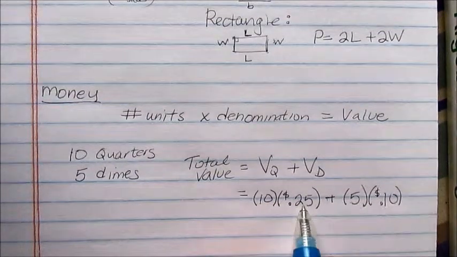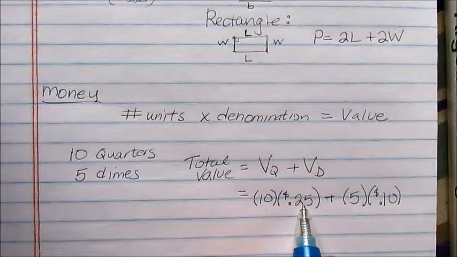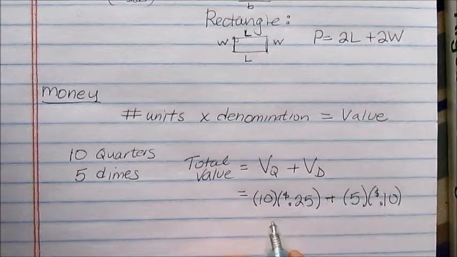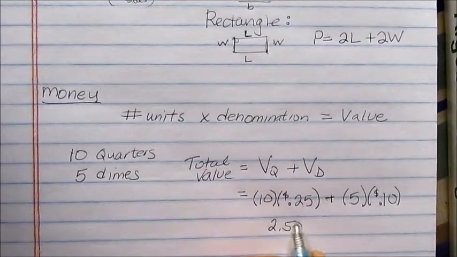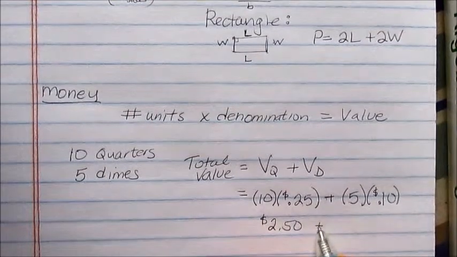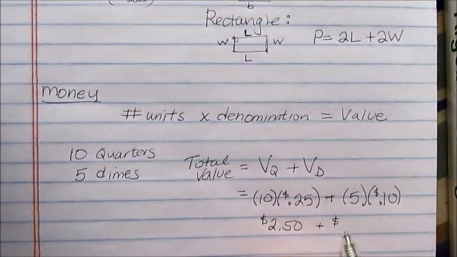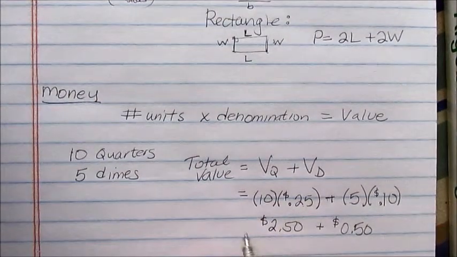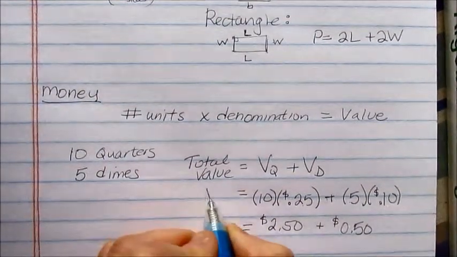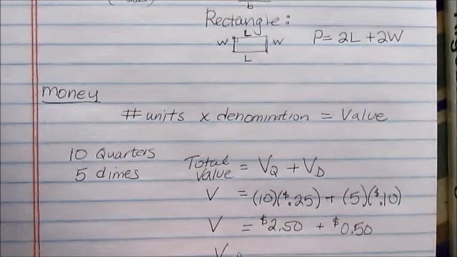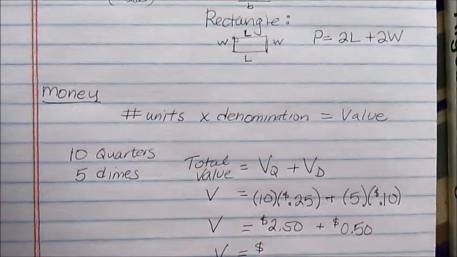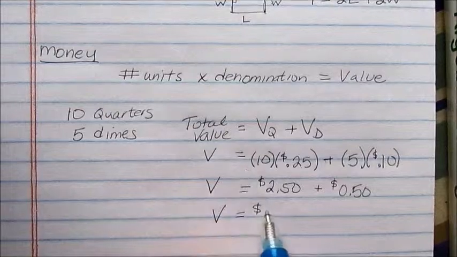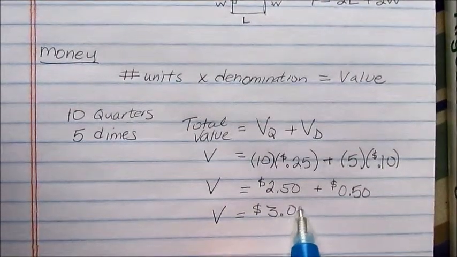So you have 10 quarters. How much money do you have? Multiply, you get $2.50. You have 5 dimes. That's, I'll put a little zero there, another 50 cents. You add those two together, and you have a grand total of $3. So that's how those work.